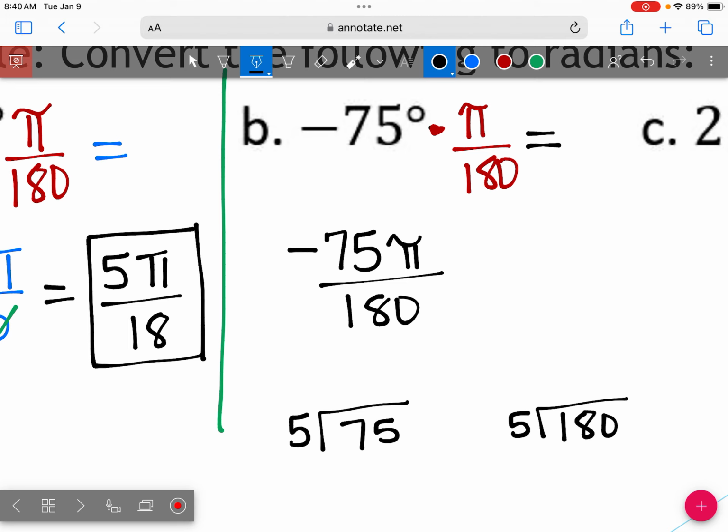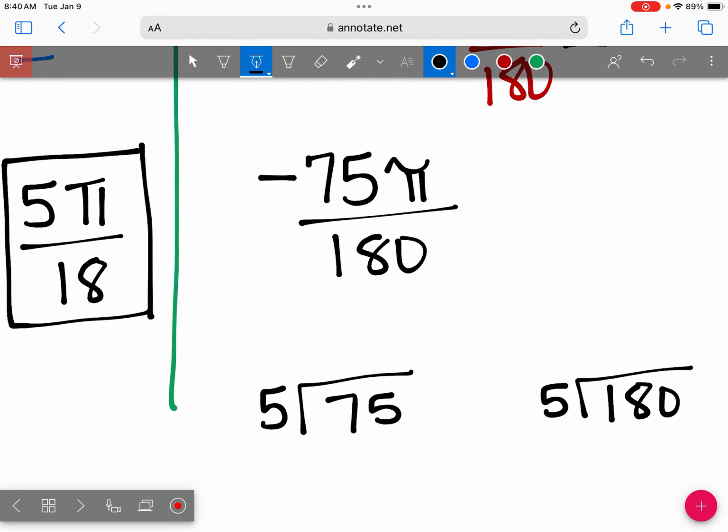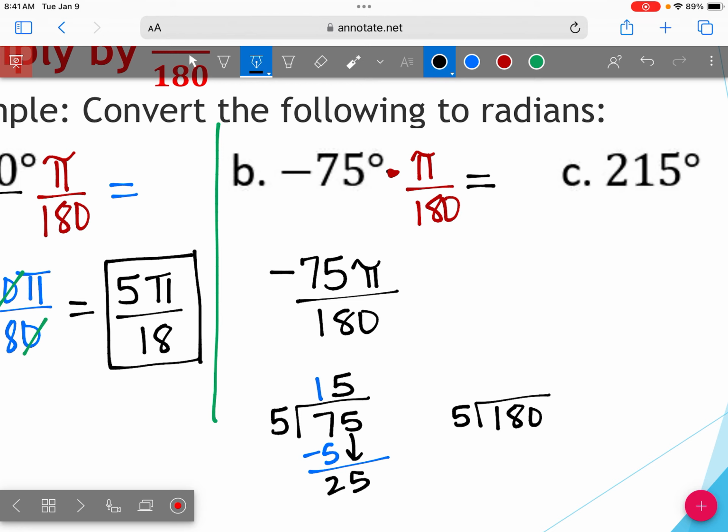Okay, how many times does 5 go in? I'm gonna do it the old school way that we learned back in 3rd grade. So 5 goes into 7 one time. That leaves you a remainder. You bring down the 2, carry down the 5. 5 goes into 25 5 times. So we know that 75 divided by 5 is 15. 15 pi. And now we're going to do the same thing with 180.